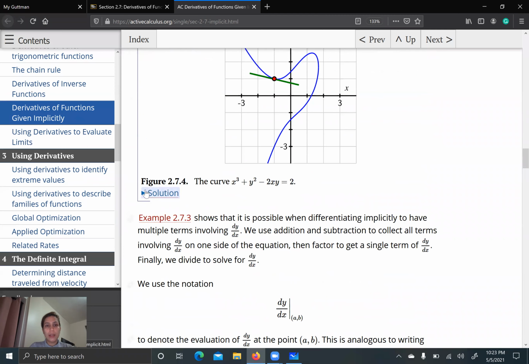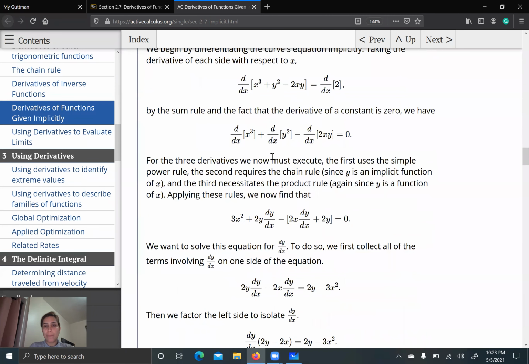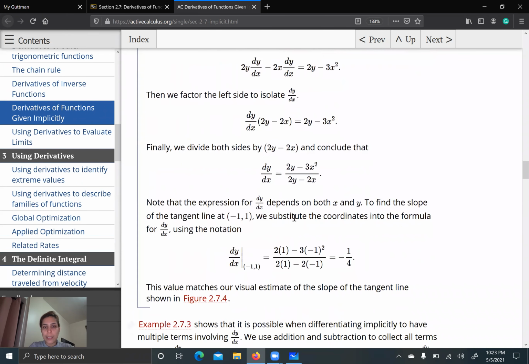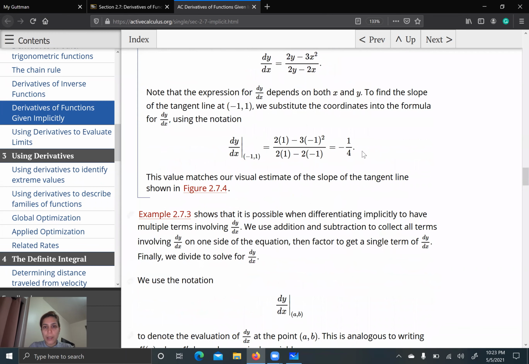You can also check the solution here if you want. Perhaps in your textbook, it shows more steps. Maybe I did some of them quicker. I think your textbook shows more steps if you want, but the answer is the same, -1/4.